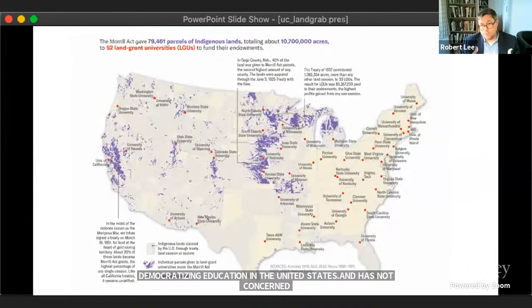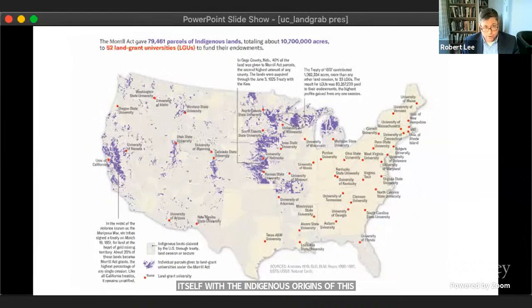The Morrill Act itself comes in 1862. It's signed during the Civil War, July 2nd, 1862, by Lincoln, as Tristan described earlier, at a moment when there's a large push to convert what had been indigenous territory into various public goods and private property.